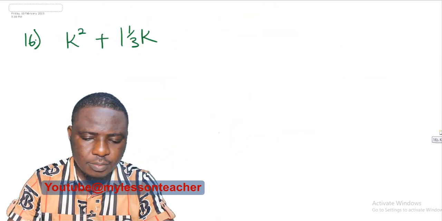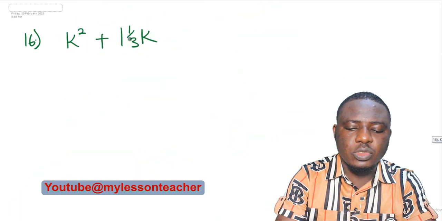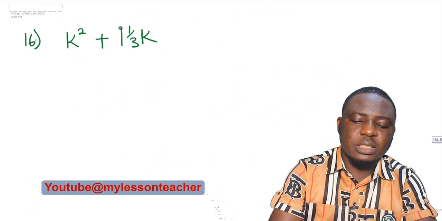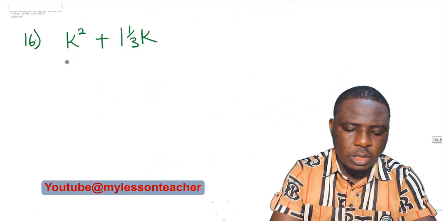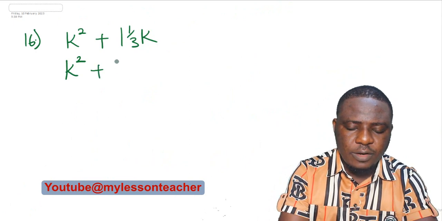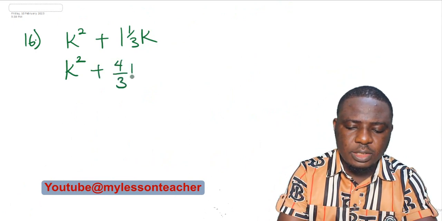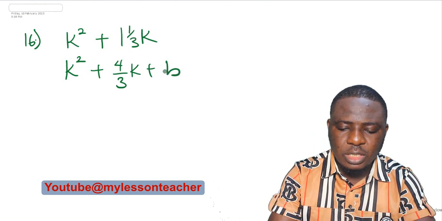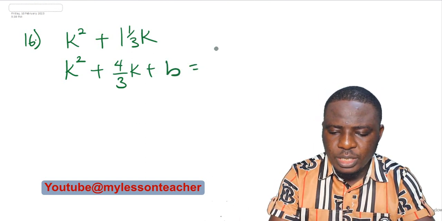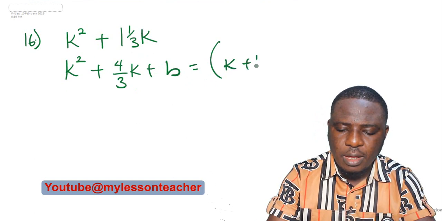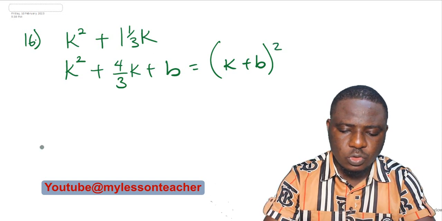Question number 16. k squared plus 1 whole number 1 over 3k. I'm going to write this as an improper fraction. Simplifying it, we have k squared plus 4 over 3k plus k. Okay, let me not use k again. Let's use another constant term. Let's call it b. To be equal to, since the coefficient of the first term is 1, we still have k plus b all squared.